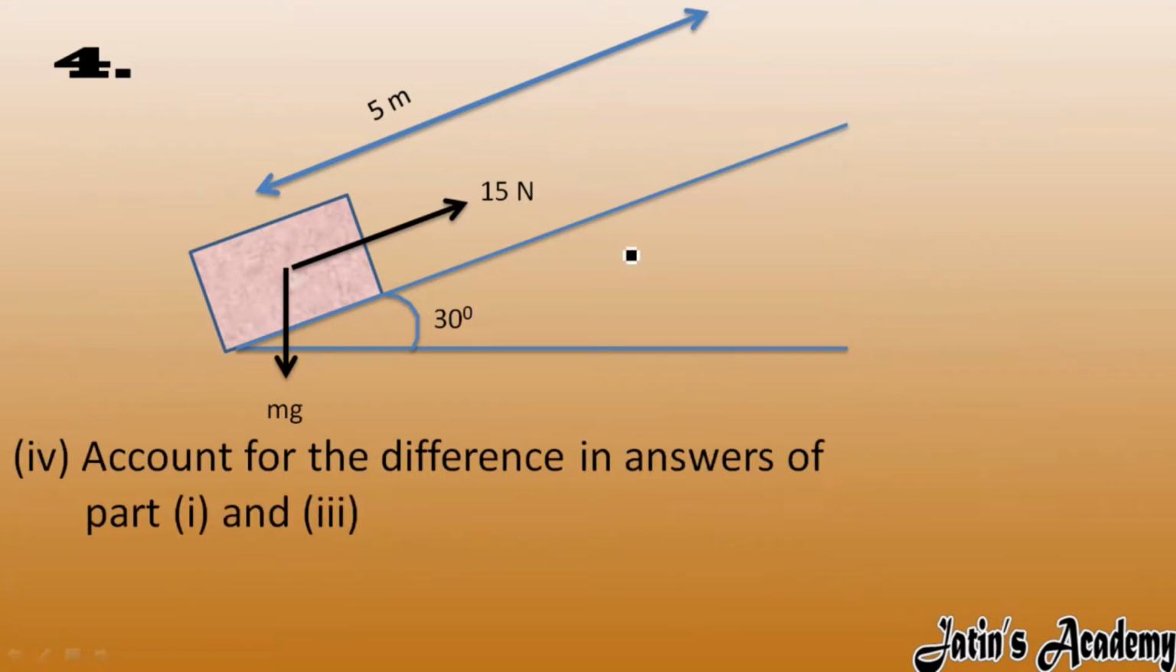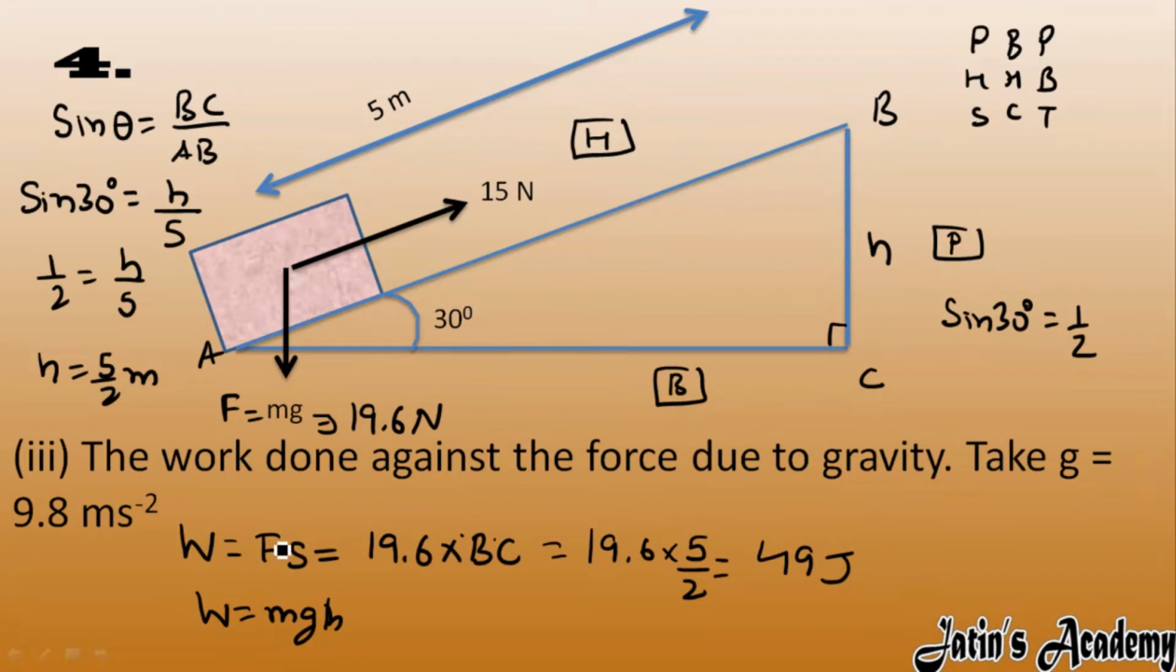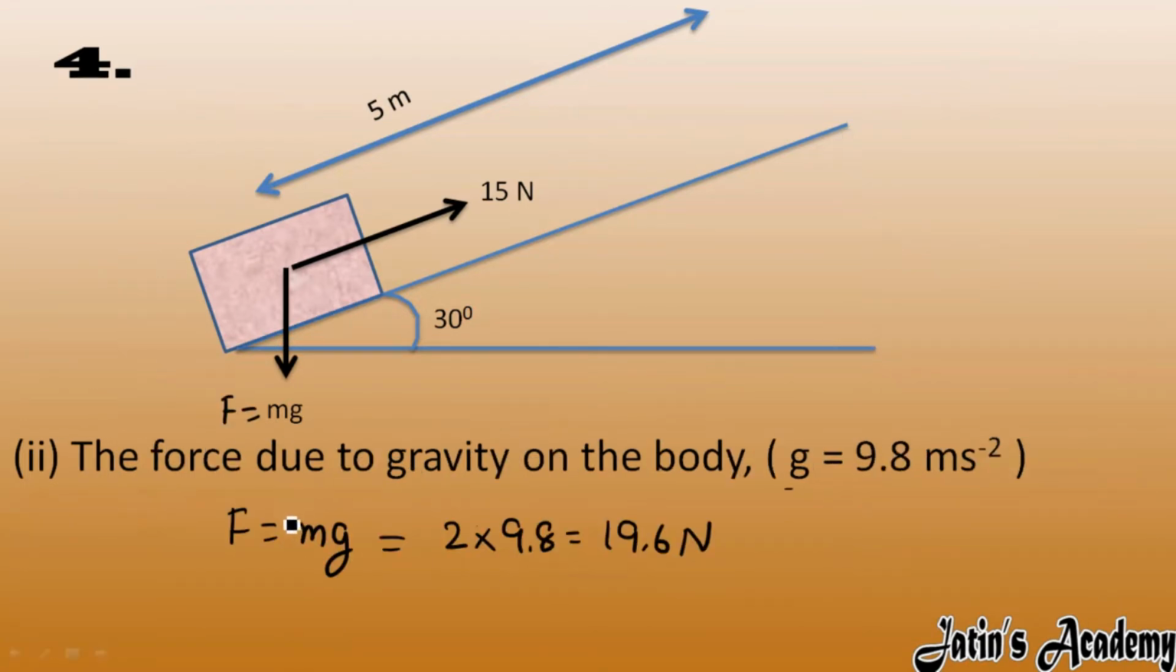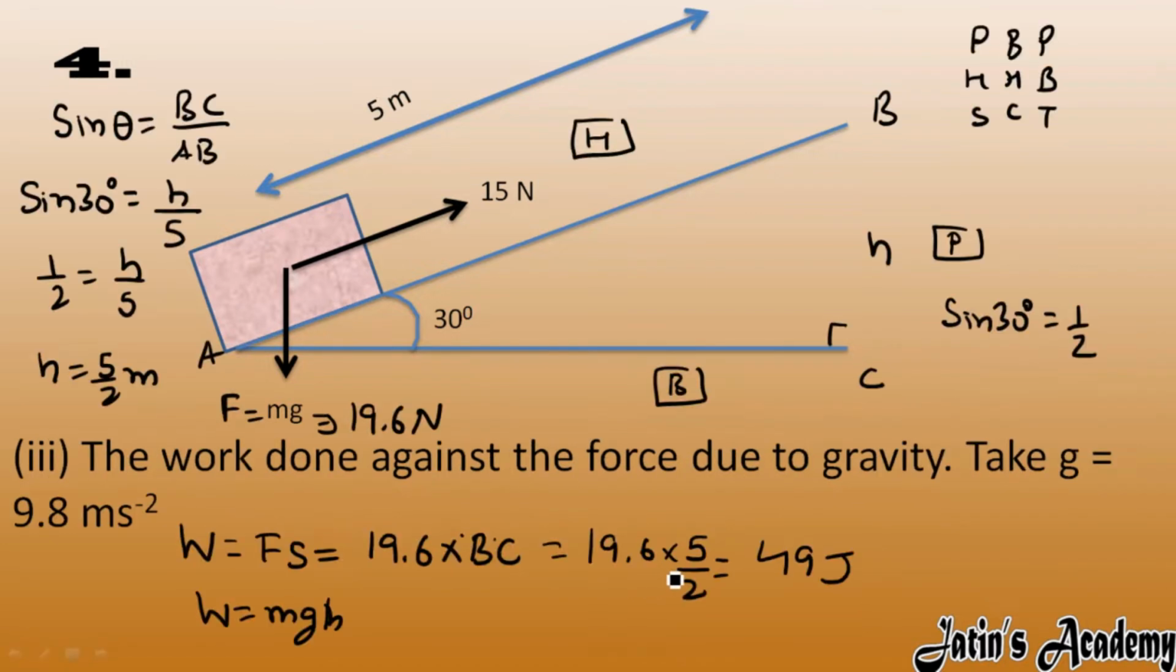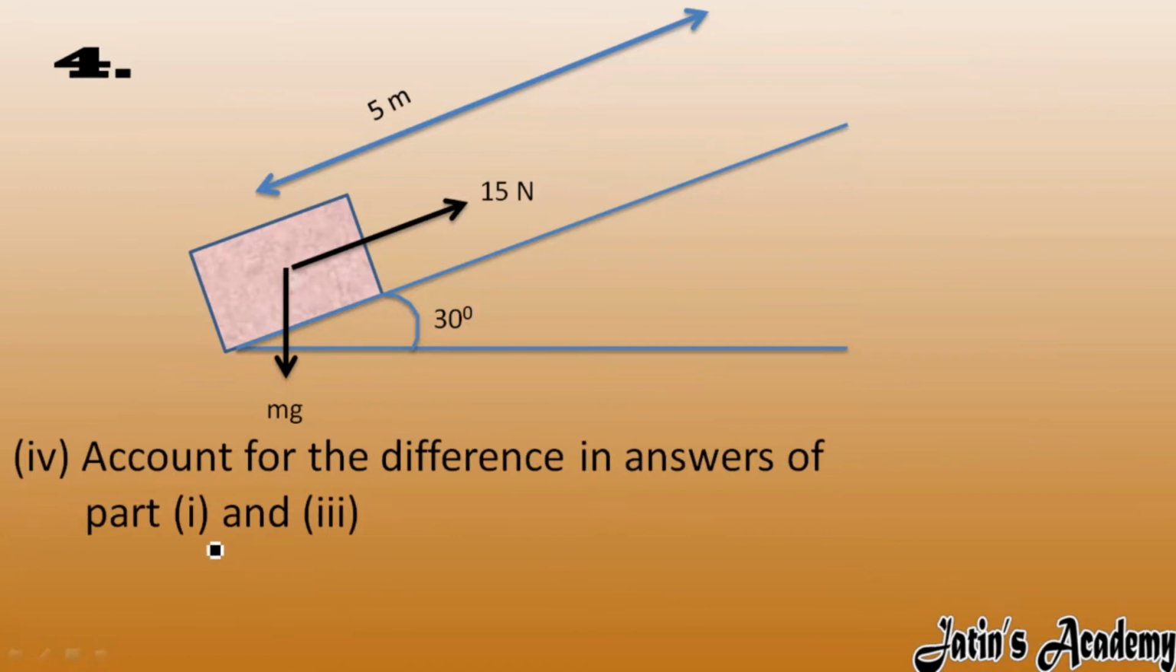Next we have to account for the difference in the answers of part 1 and part 2. Part 1 answer, let's calculate. Part 1 answer we got as 75 joule and part 2 we got as 49. So part 1 we have 75 joule and next we have 49. So the difference we got is 26 joule. So why is there a difference?